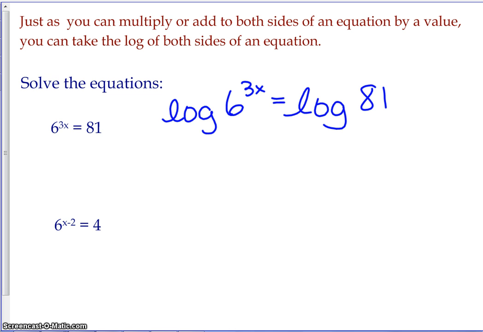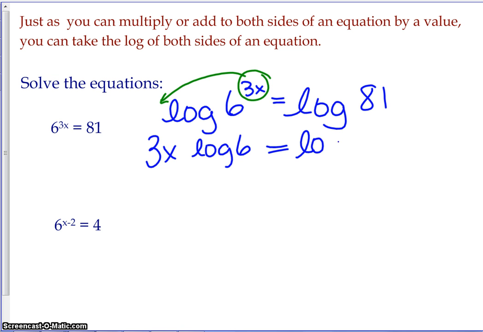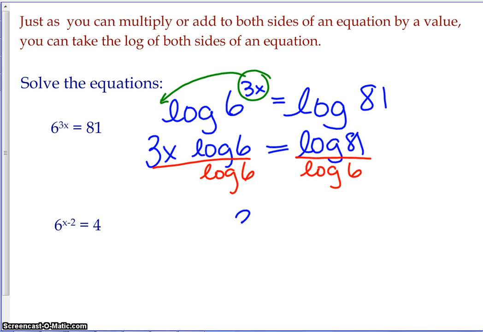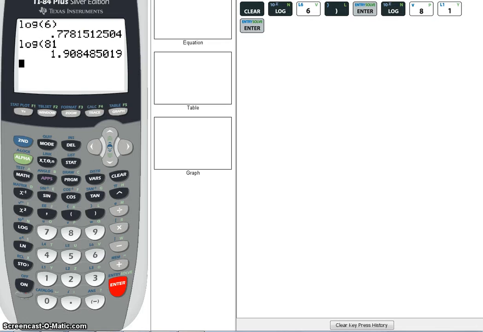Well, now I can use the property that says when I have an exponent, it can become a coefficient. So now this exponent is going to be my coefficient. 3x times log base 10 of 6, and I'm just going to say log of 6 from now on, equals log of 81. Well, what I can do to both sides is divide both sides by this log of 6. So now my problem becomes 3x equals whatever we have when we have the log of 81 divided by the log of 6. Well, that's where I'm going to get my calculator.